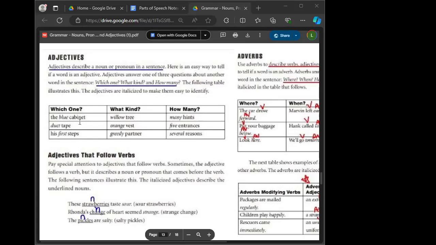Okay, so for example, here we have which cabinet, that's answered by the blue cabinet. Which tape is answered by duct tape. Which steps is answered by first steps. And then what kind of a tree is answered by willow tree. What kind of a vest is answered by orange vest. What kind of a partner is answered by greedy partner. So willow, orange, and greedy are all adjectives because they're all answering which one, what kind, or how many.